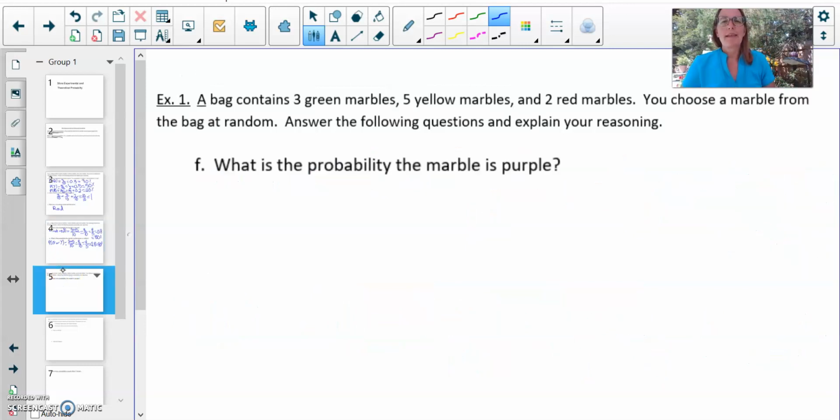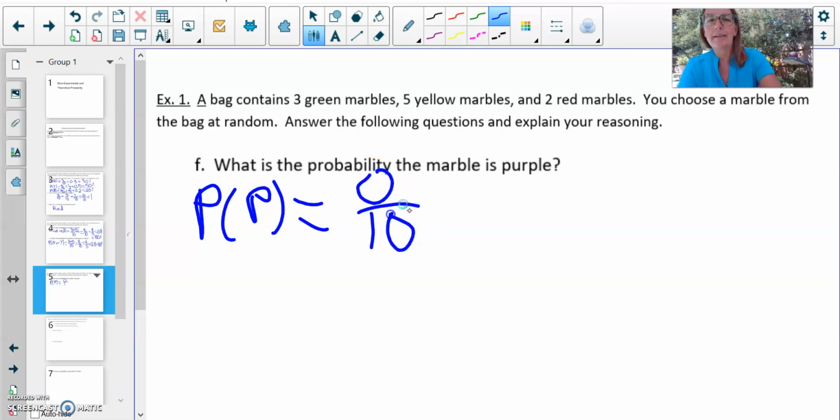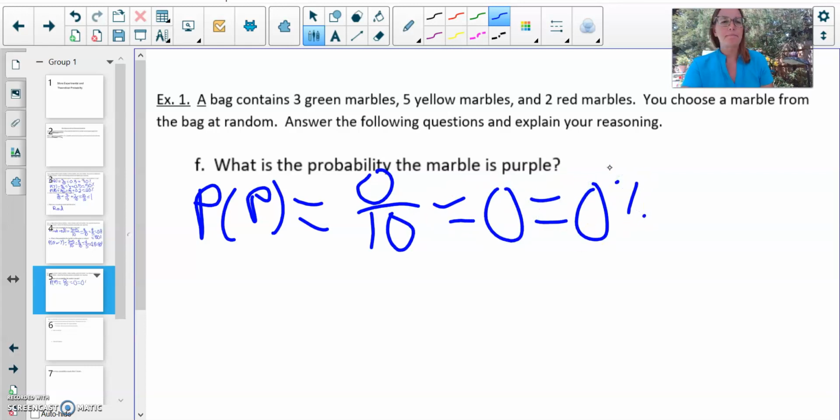What is the probability the marble is purple? So the probability of purple. Well, there is no purple in these colors, so it would be 0 out of 10, 0, 0%.